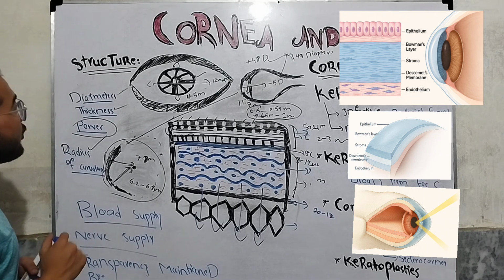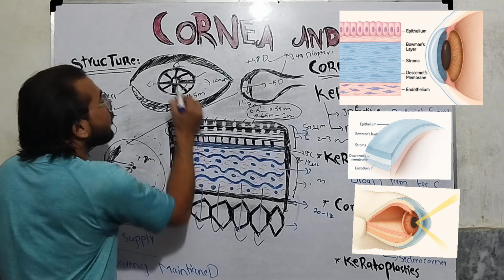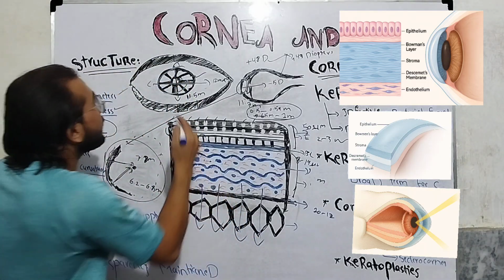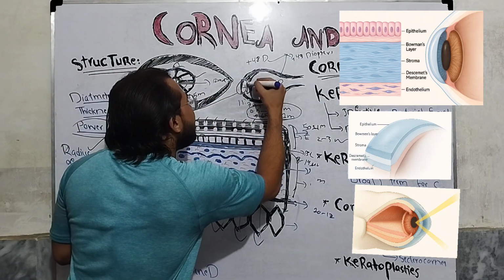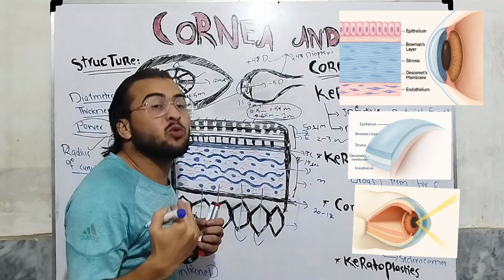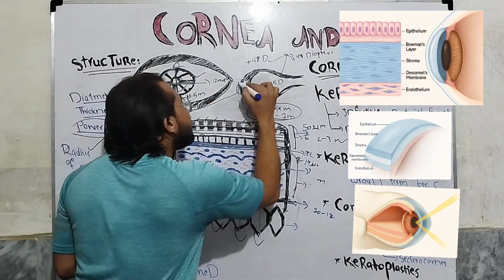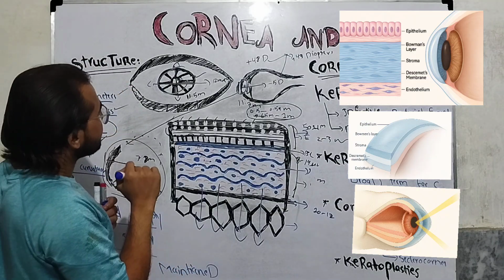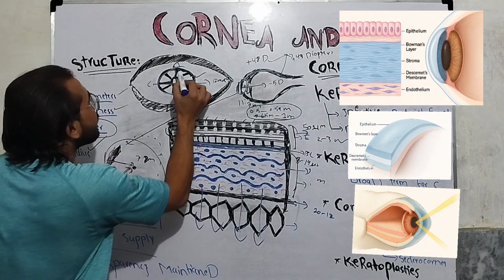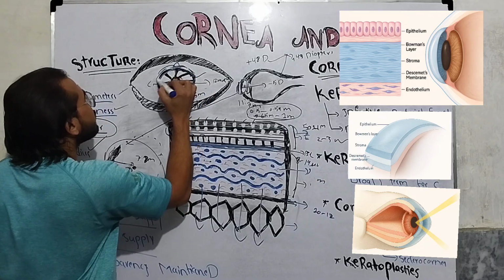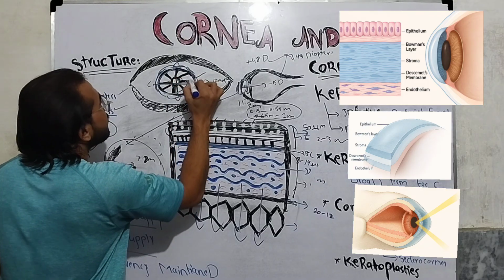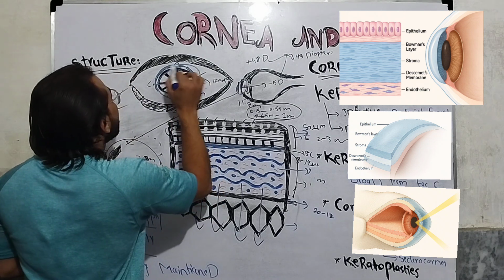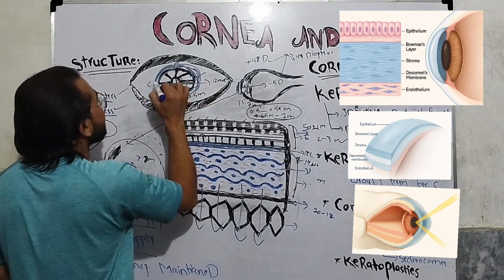Now the blood supply. We know that the cornea is an avascular structure. So posteriorly it is supplied by the aqueous humor, and anteriorly it is supplied by the tears. Okay. And one more thing, this circumcorneal region, as it is near to the blood supply of the conjunctiva, is supplied by the circumcorneal vessels.